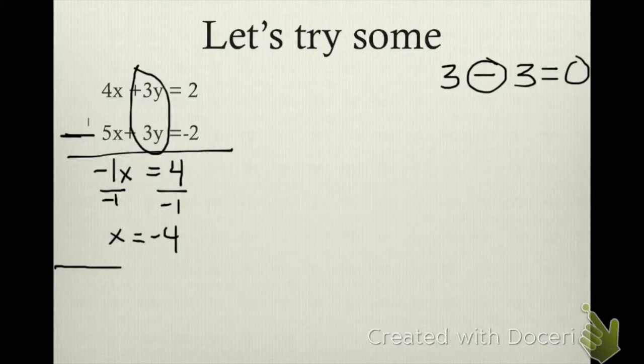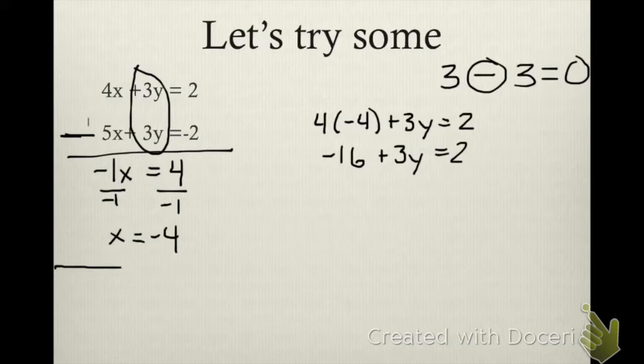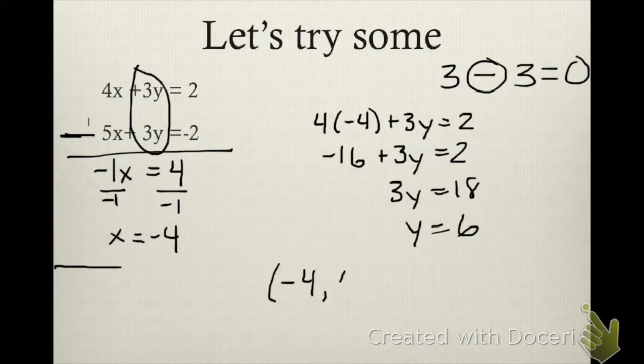Now I'll put that into one of my top equations, and I'd get 4 times negative 4 plus 3y equals 2. Negative 16 plus 3y equals 2. 3y equals 18, so y equals 6. So I get the point negative 4, 6.